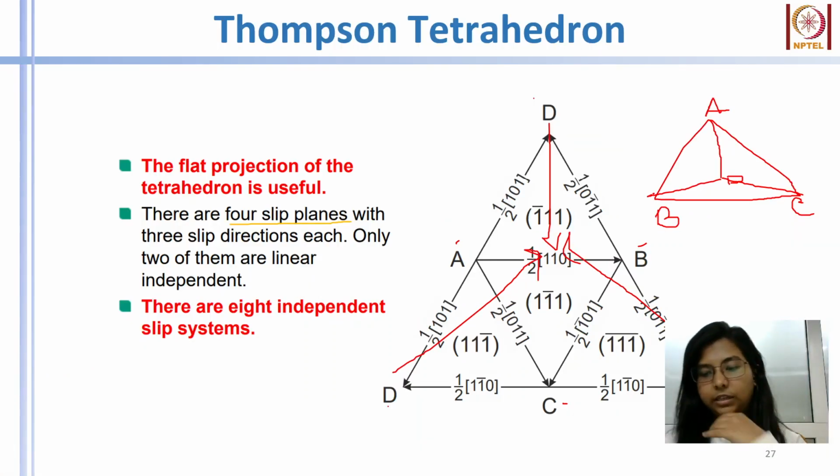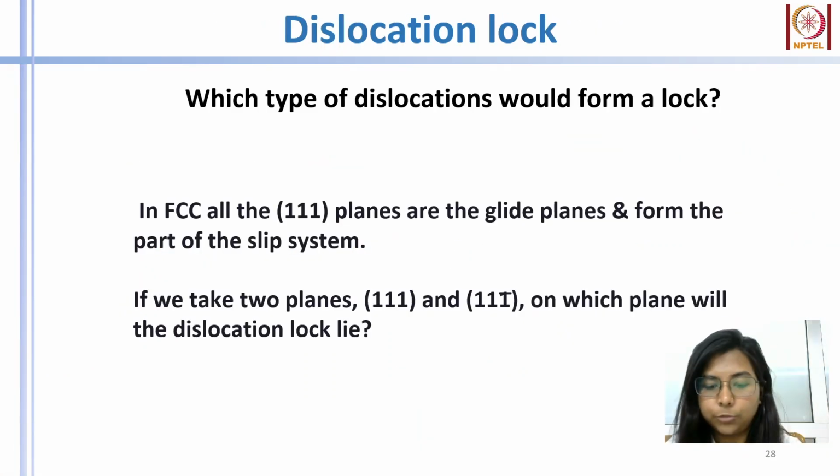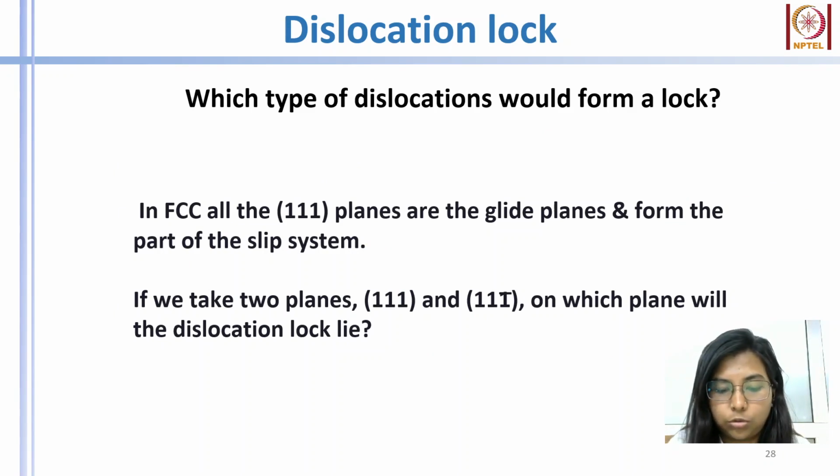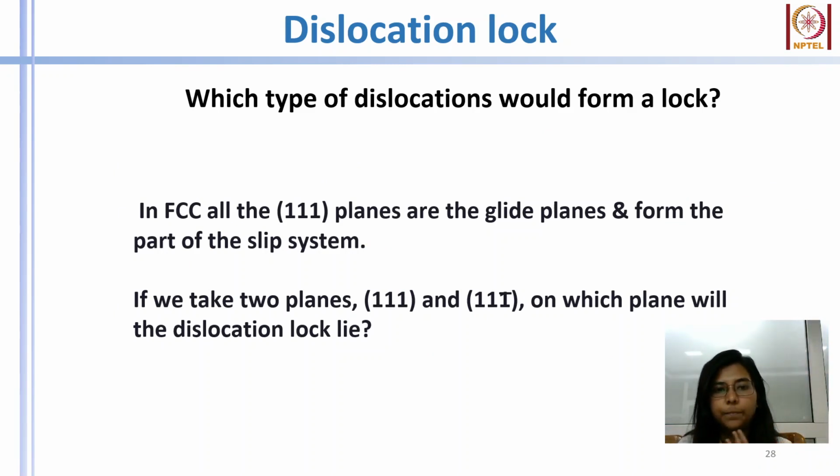Okay, so I have many slides left. Now we will move on to dislocation locks. Lock means something is locked, it is not moving, right? Here we will talk about the locking of dislocations. What type of dislocations would form a lock? In face-centered cubic systems, all the 111 planes are the glide planes and form part of the slip system. We saw that previously. From the Thomson's tetrahedra, if we take two planes, suppose 111 and 111 bar, then on which plane will the dislocation lock lie? Let us see.